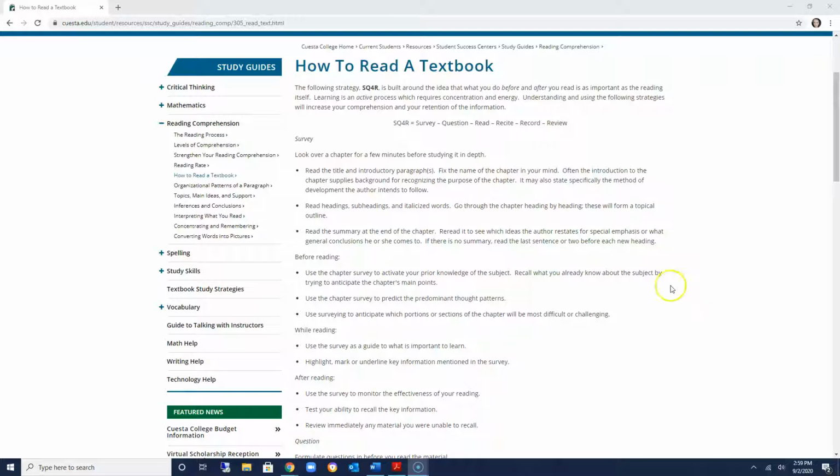Now, the SQ4R process is survey, question, read, recite, record, review. It used to be read, recite, review, but that record is the new extra step where we implement a little bit more about note taking.